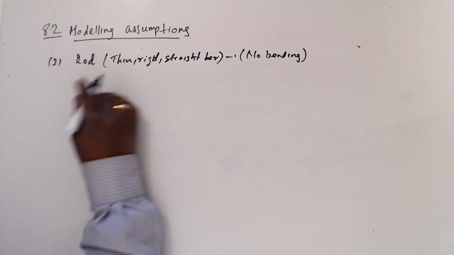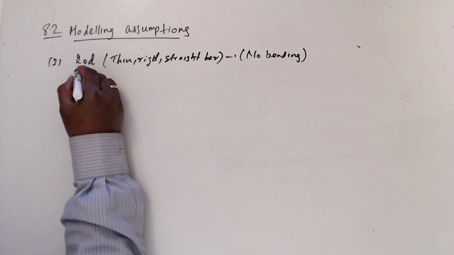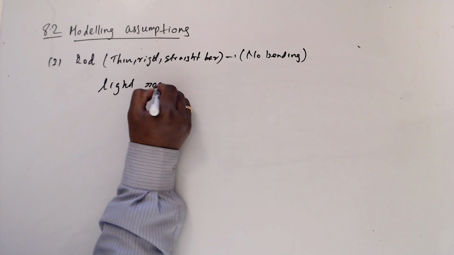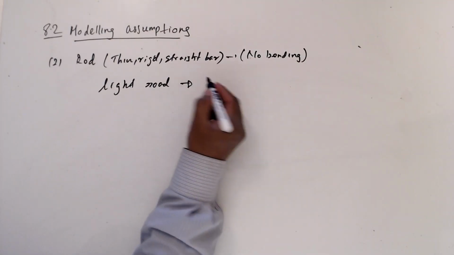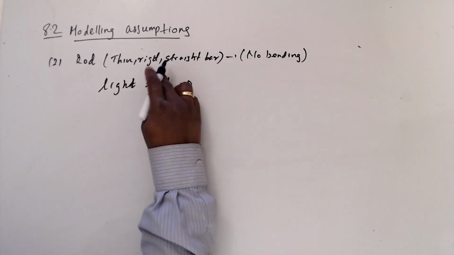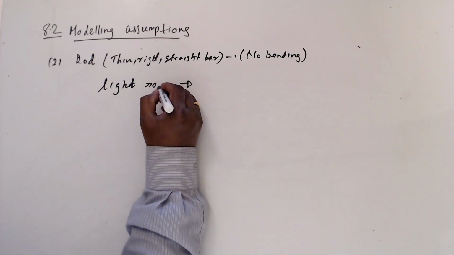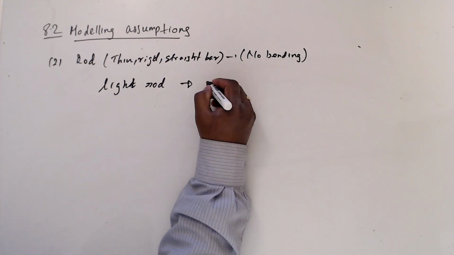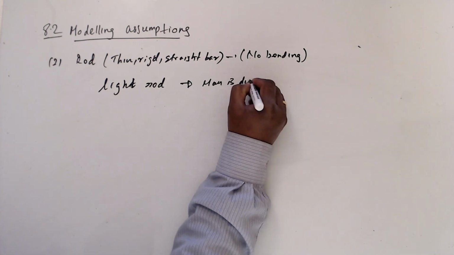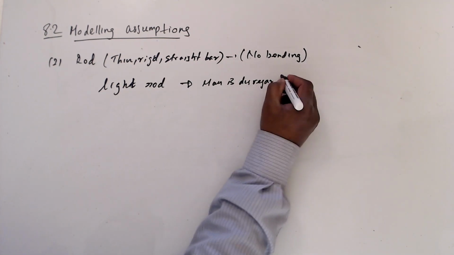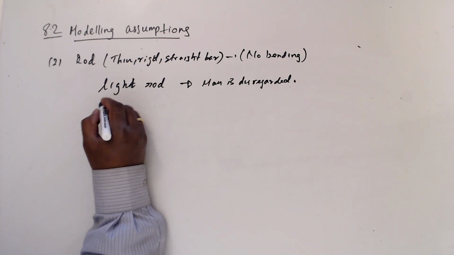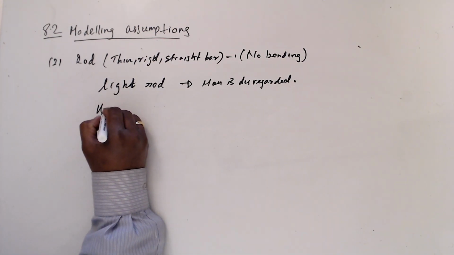You can see sometimes with the rod the adjective light rod. Light rod means, you know already, not heavy, so the mass is disregarded. The other one is uniform rod.